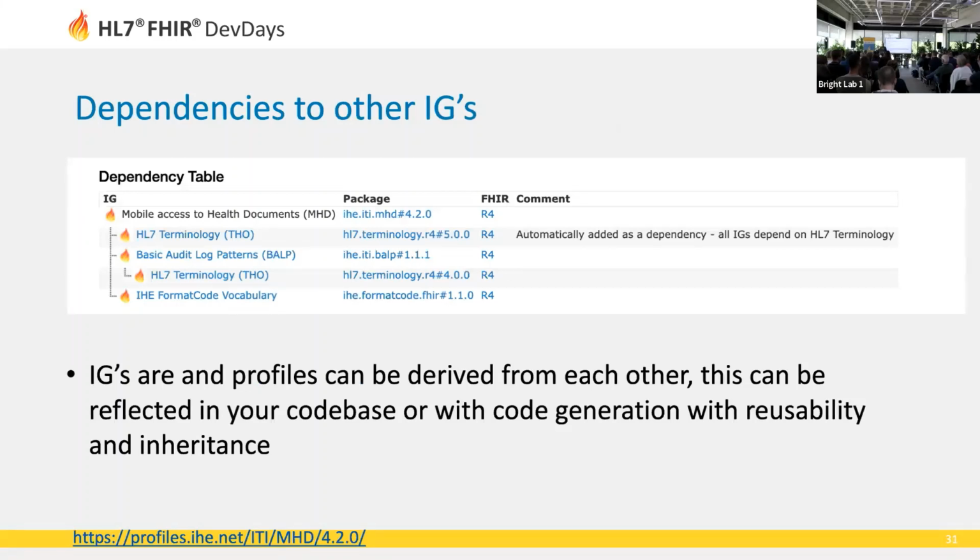And then, as we have seen in this previous world of different implementation guides, they depend on each other. So profiles can be derived from each other, and also implementation guides are derived from other implementation guides. This MHD implementation guide, for example, is derived from the terminology from HL7, and then there are two other IHE implementation guides. And this is something you can reflect also in your code base or with code generation, because you have all this reusability and inheritance.